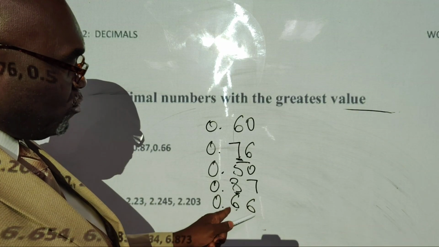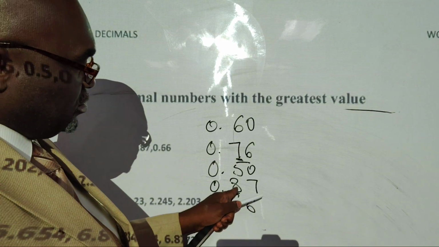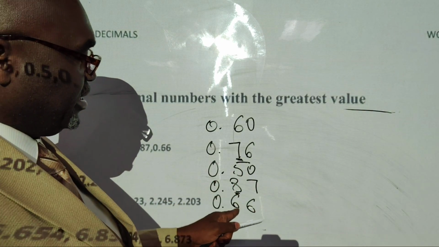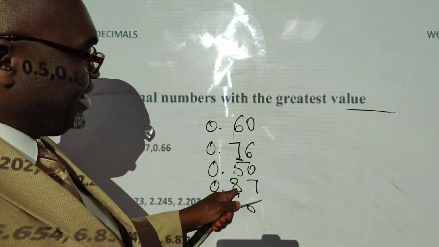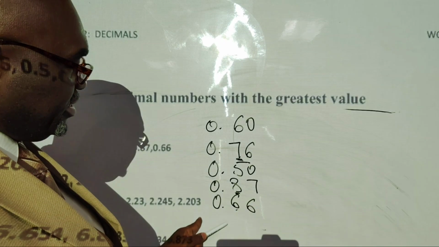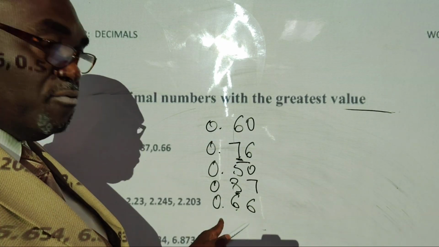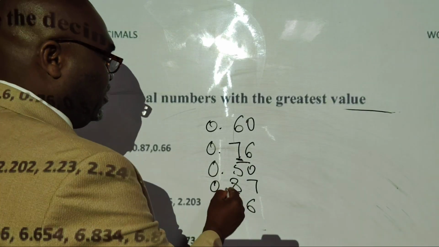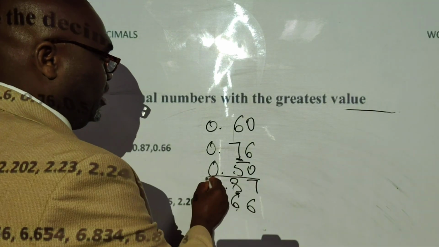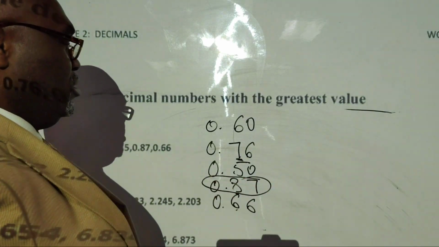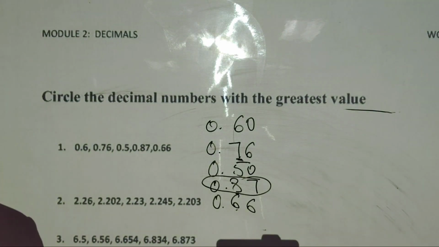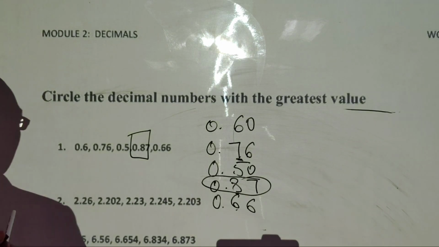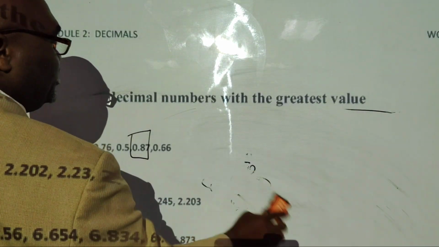I got 6, I got 7, I got 5, I got 8, I got 6. All right, all of them were 0 in the whole number place. But when I come to the first place after the decimal, then I found 8. So 8 right there is the biggest number. So you go ahead and circle that number right there. Okay, let's do another one.